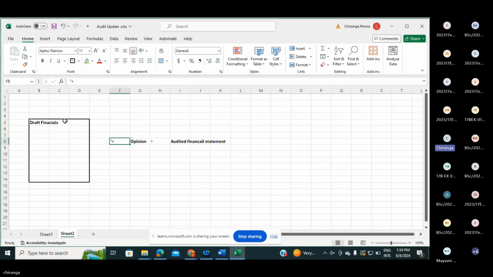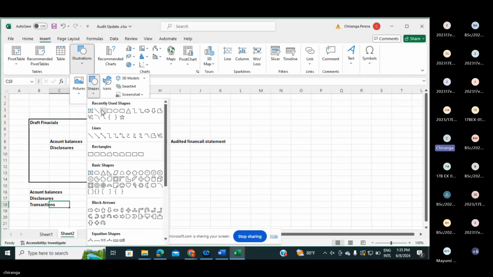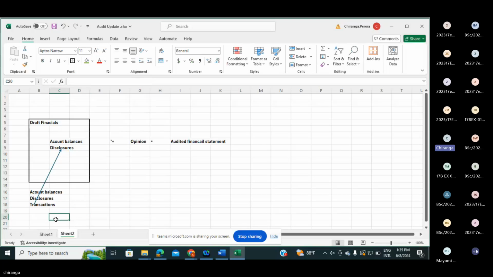So we had draft financials. Our objective is to issue an opinion on the audited financial statements, right? These draft financial statements consist of 3 elements: account balances, disclosures, and transactions. We discussed this, right? These two came into the picture because of transactions during the period. That was the basic understanding we have. As auditor, we need to audit these 3 elements. So then we have a question.